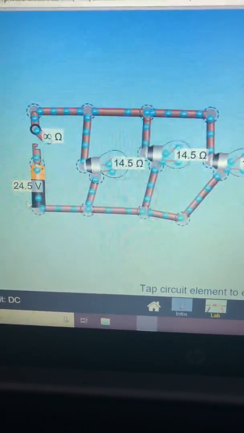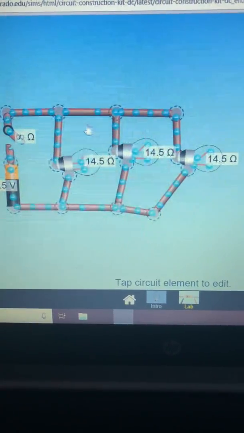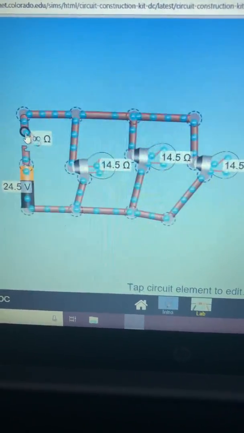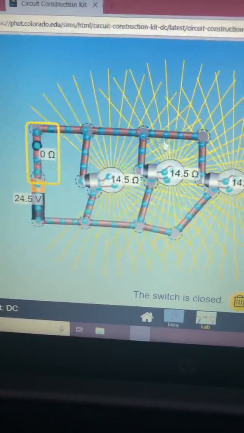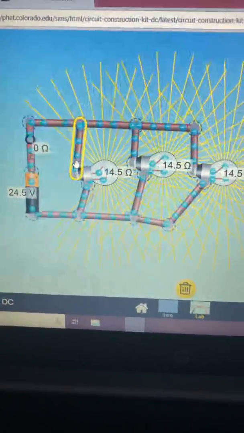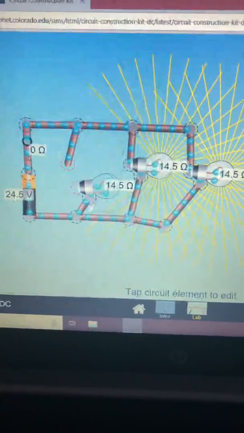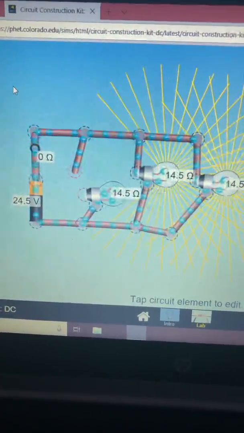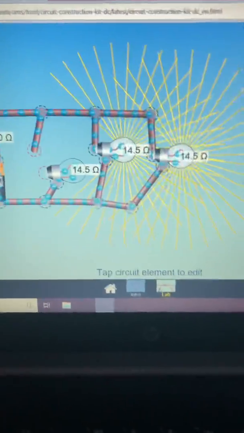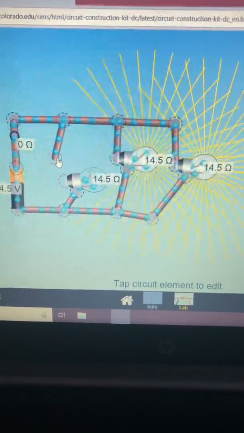So we have the 24 volts, the resistance, light bulbs, cables, and a switch. So we turn on the switch, and every light bulb turns on. When you disconnect one of the bulbs, just this one disconnects. That's the difference between the series and the parallel, among other differences. This is the most important difference between them.